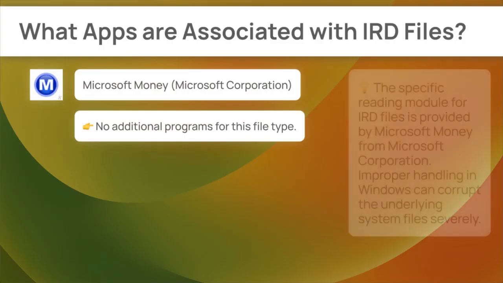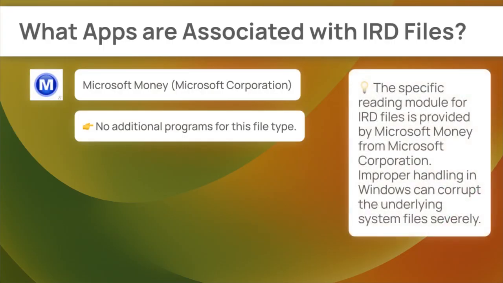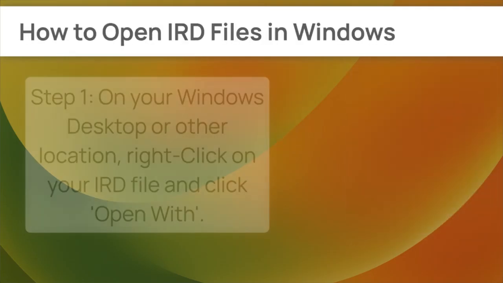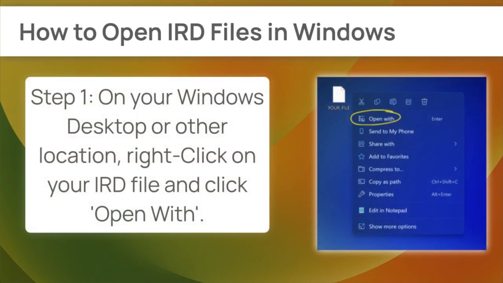The file requires specific permissions and handlers that Windows does not easily configure. Windows may preview high-level details, but full interpretation requires appropriate data processing tools. Your reliable first move is the Open With command.